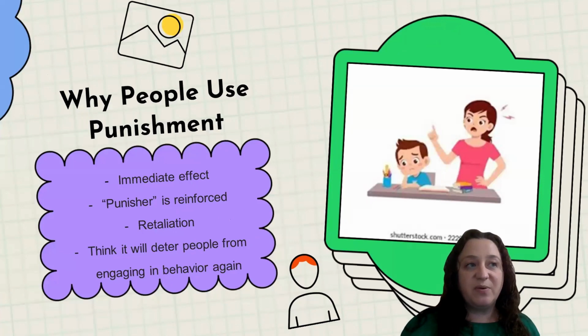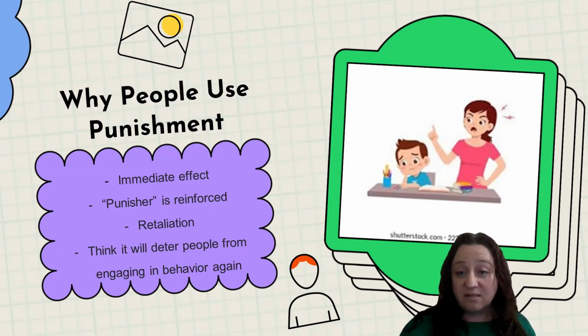Why do people use punishment? Well, people use punishment because it typically has a rather immediate effect. And because of that immediate effect, the student, the child, the adult immediately stops engaging in that aberrant behavior. Because of that immediate effect, the person who is doing the punishing is reinforced. It makes their life better, so they are more likely to engage in punishment in the future.